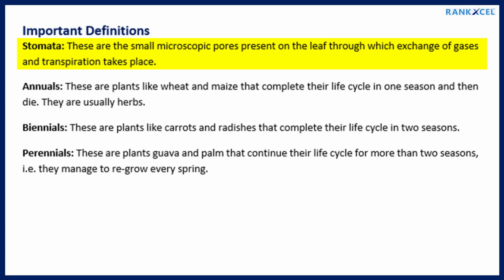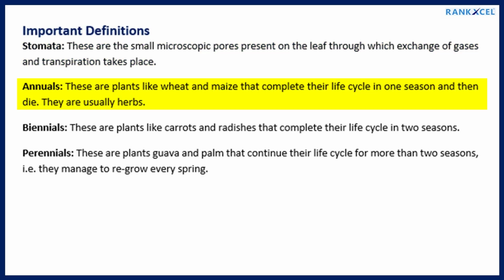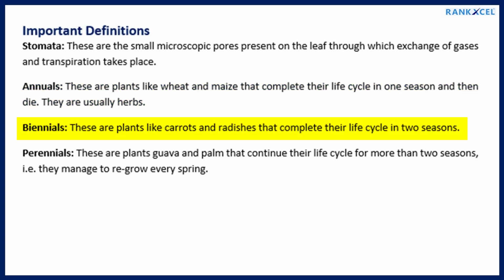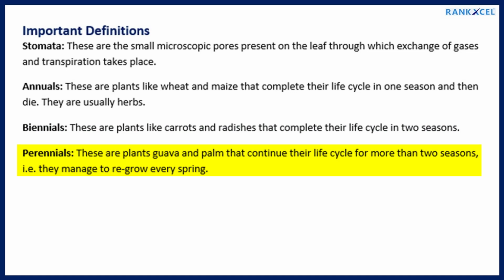Important definitions. Stomata: these are the small microscopic pores present on the leaf through which exchange of gases and transpiration takes place. Annuals: these are plants like wheat and maize that complete their life cycle in one season and then die. They are usually herbs. Biennials: these are plants like carrots and radishes that complete their life cycle in 2 seasons. Perennials: these are plants like guava and palm that continue their life cycle for more than 2 seasons. They manage to regrow every spring.